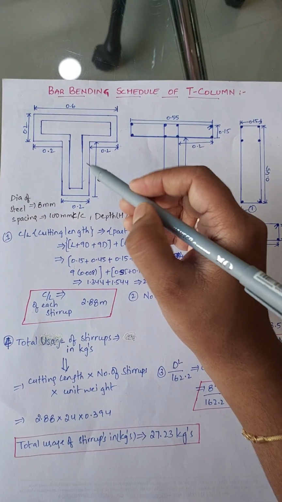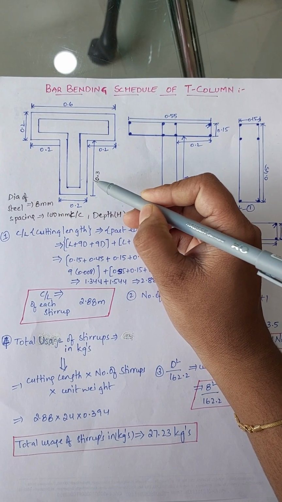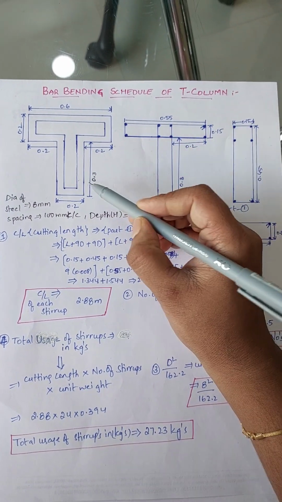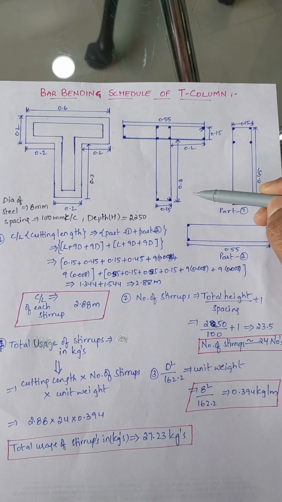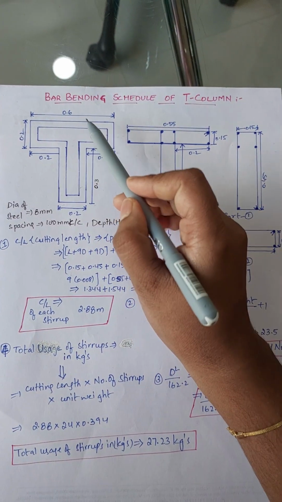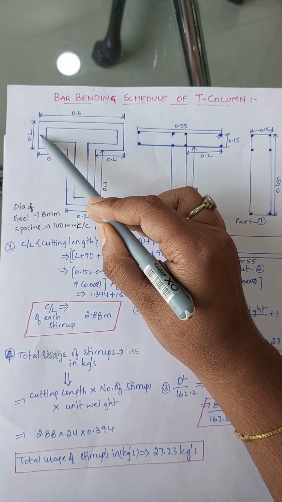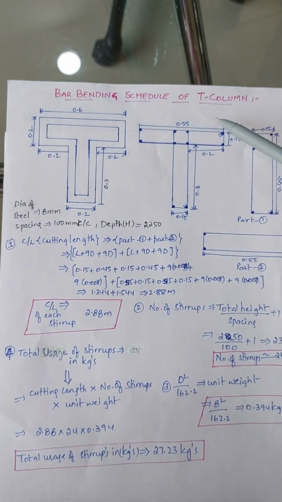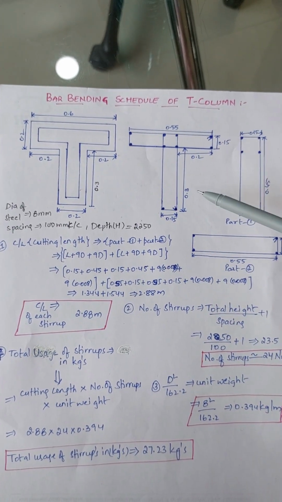So if we consider the clear cover which we have provided from here to here, this clear cover is 25 mm. By removing this 25 mm clear cover, the inner T section dimensions are as follows. For example, here it is provided as 0.6. We are removing 25 mm clear cover on both sides, so we will get 0.55. So after removing clear cover, the inner T section dimensions are as follows.